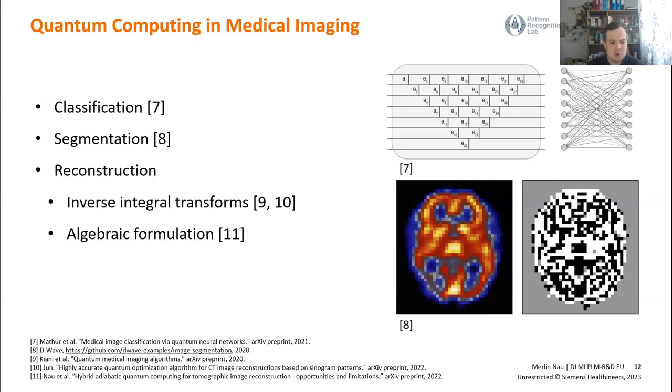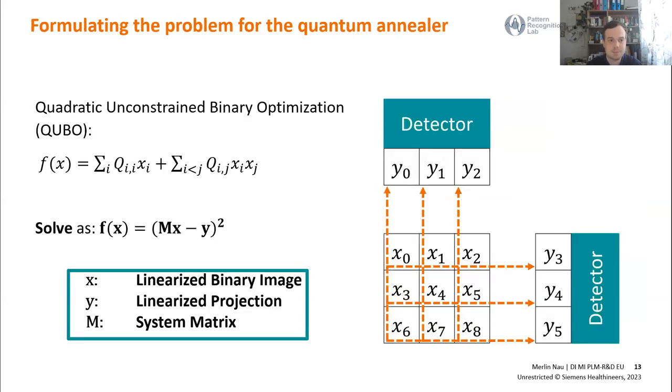And then also Jun et al. proposed a paper for solving image reconstruction with a quantum optimization approach, similar with QAOA or also quantum annealing. And then we have our recently proposed algebraic formulation, which consists of this, y equals M times x.